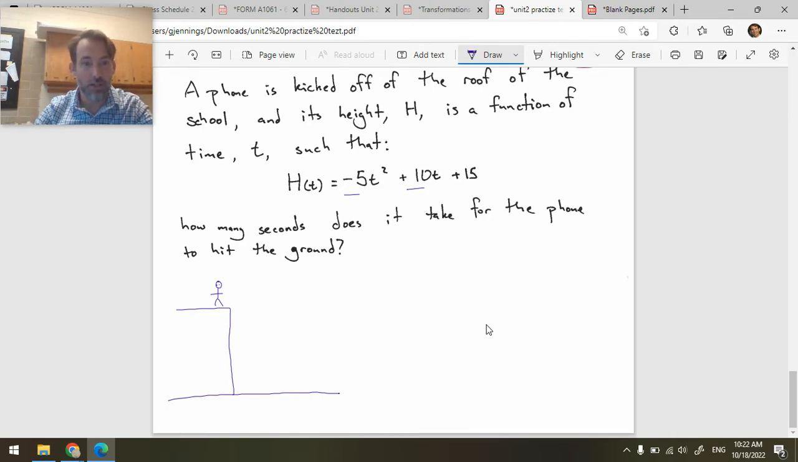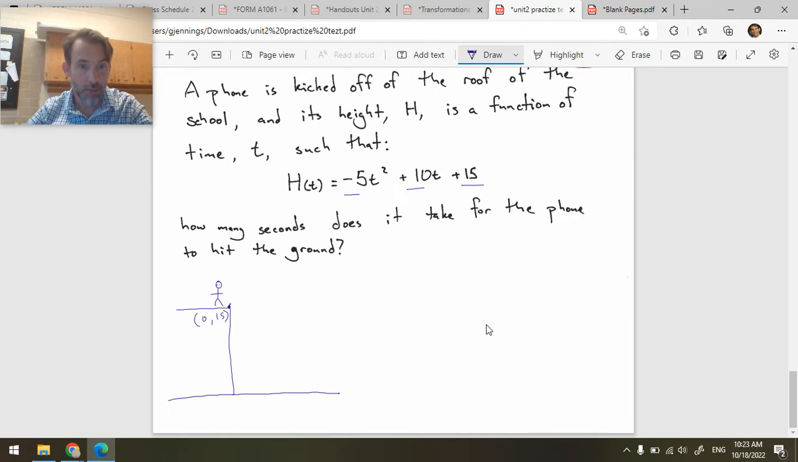And it's rising as it crosses the y-axis. So that means they kicked it up in the air. They drop kicked it probably. And its y-intercept is 15. So this is the point 0, 15, with 0 in the time and 15 in the height. Okay. So it starts at 0 seconds at 15 meters in the air because the school is about that tall.